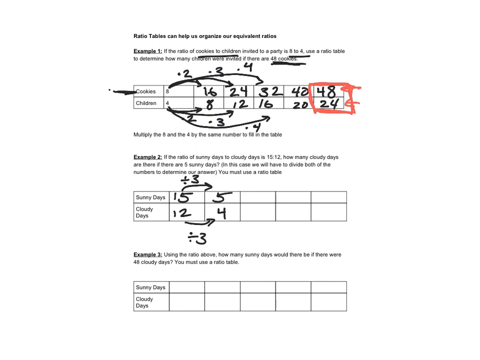So right there, I didn't really need much of the table at all. I could just figure out that if I divide 15 by 3, I get 5, and divide 12 by 3, I get 4. So if there are 5 sunny days, there are 4 cloudy days. If I wanted to fill in this table to get some more information, I could skip count: 5, 10, 15, 20, and fill in the 4s as 4, 8, 12, 16.